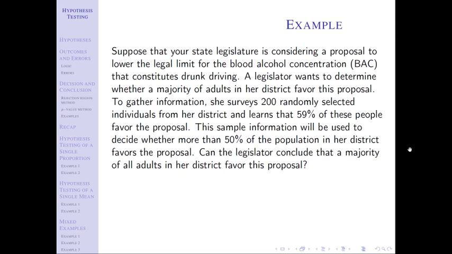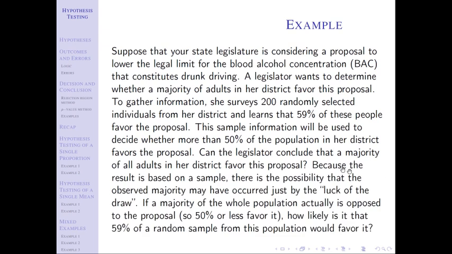This is where I want to make sure you understand why we're doing a hypothesis test, because this comes up in the real world often. When you take a sample, those sample results will say something. And you have to be careful not to just take those sample results and say, oh, that's the truth, because it may be and it may not be. That's what I finish off this example by saying here. Because the result is based on a sample, there's a possibility that the majority may have just occurred by luck of the draw.